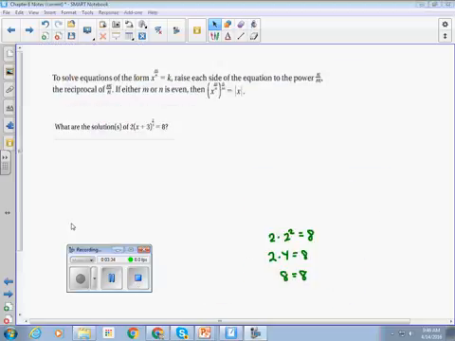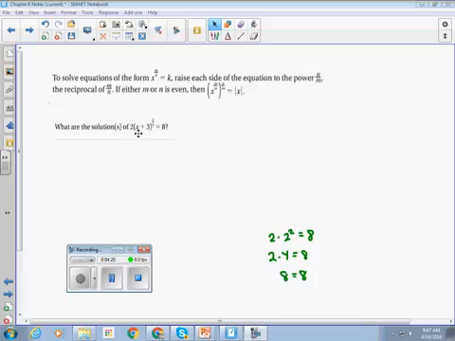When you have a fraction as an exponent, so that's x to the m over n equals k, we are going to raise each side to the reciprocal power, n over m. So if either m or n is even, then we get out an absolute value. We did a whole section yesterday on that situation. So let's take a look at how that looks here. And I'm going to have to add in absolute value here.